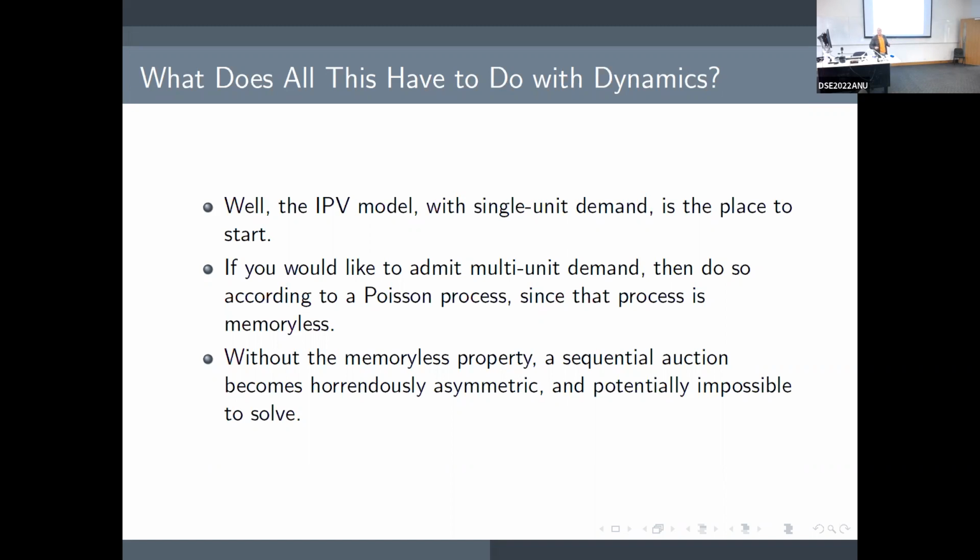And so if you were going to pursue dynamics in a sequential world, the way to imagine multi-unit demand is to do it with a Poisson model. Is that the right model? No, but it's the model that you'll actually get some results out of.